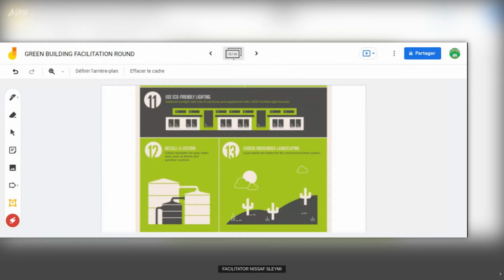Also, let's move to the next step. We have to use eco-friendly lighting. Lighting is very important when you want to build your home. So optimizing sunlight with windows and also supplements is very important, especially when we want to align with the LEED rating system light fixtures. So it's very important to use eco-friendly lighting for optimization.